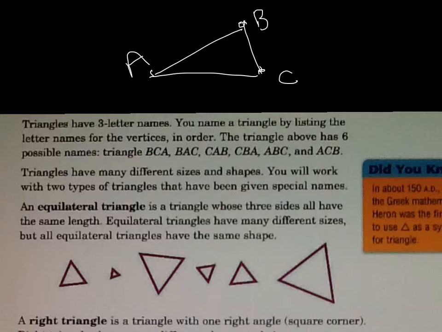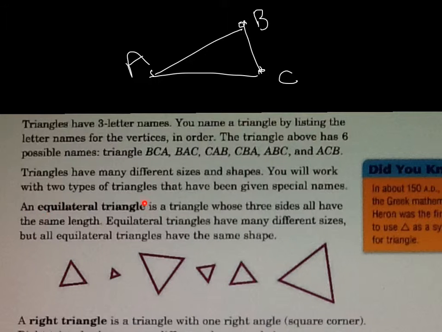It could be called triangle BCA, triangle BAC, triangle CAB, triangle ABC, and triangle ACB. Triangles have different sizes and shapes. You will work with 2 types of triangles that have been given special names.